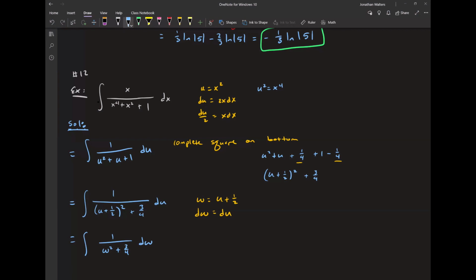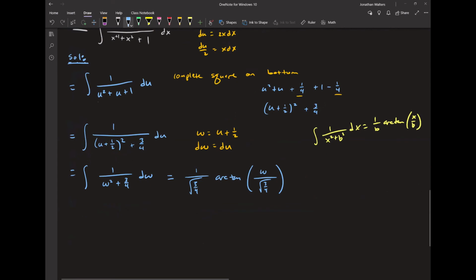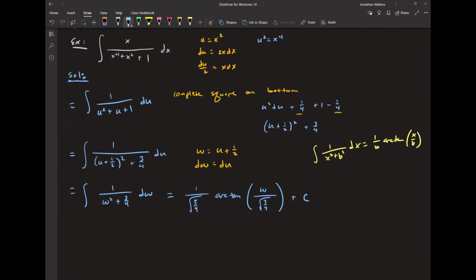So now it's an arctangent. We just have to remember our arctangent formula. Integral 1 over x squared plus b squared dx was 1 over b arctan x over b. So here b squared is 3/4, so take the square root of that. So this is going to be 1 over square root of 3/4 arctangent w over square root of 3/4 plus c. But we have to go all the way back to x. So this would be square root of 4/3 arctangent.